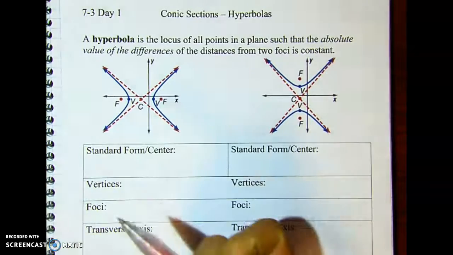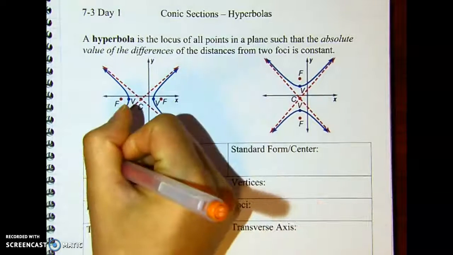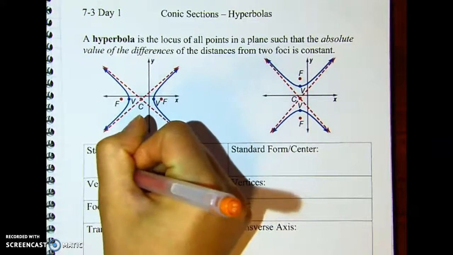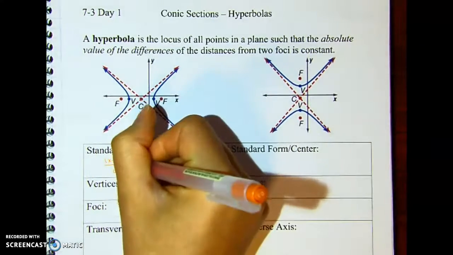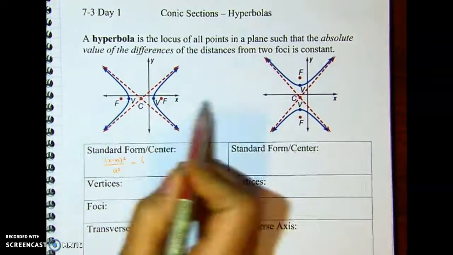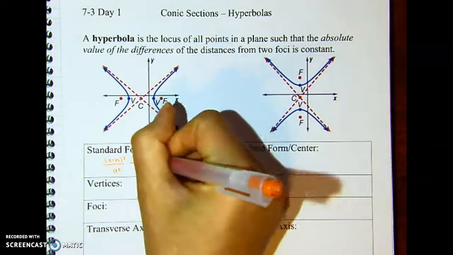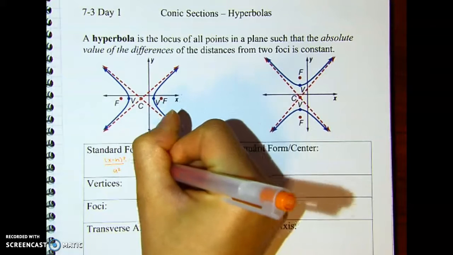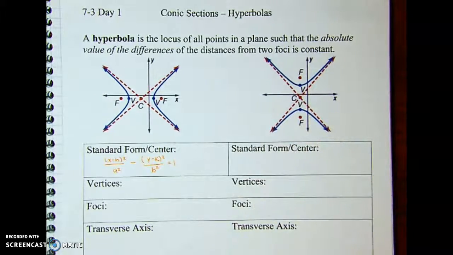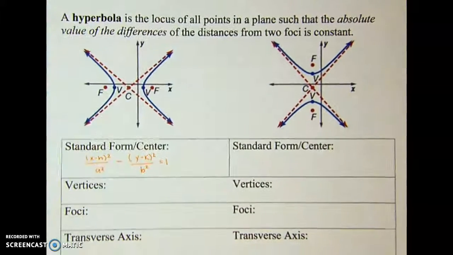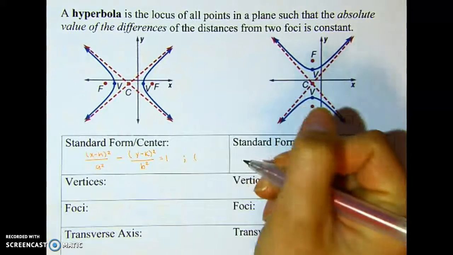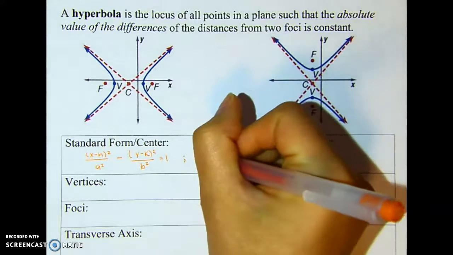So similar to standard form of an ellipse, we are going to have (x minus h) squared over a squared. But instead of plus, it will be minus, which is kind of why instead of connecting, it's going the opposite way. And then we have (y minus k) squared over b squared equals 1. So it almost looks identical to the equation of an ellipse, but we have a subtraction sign. And then similar to an ellipse, our center point is going to be at (h, k).